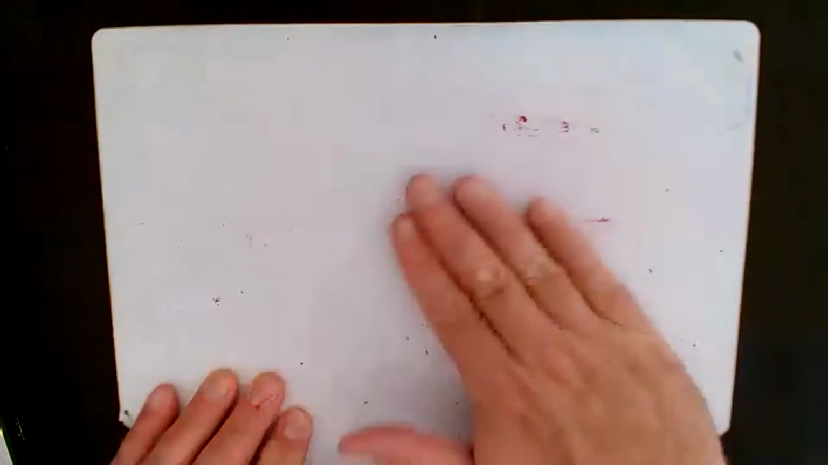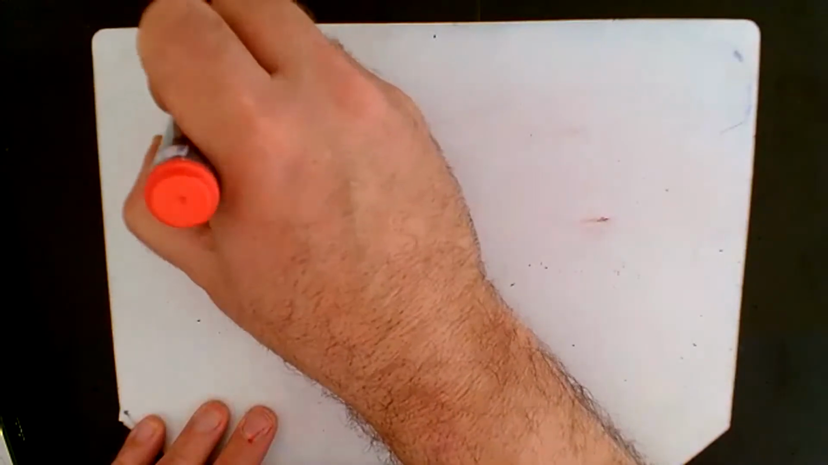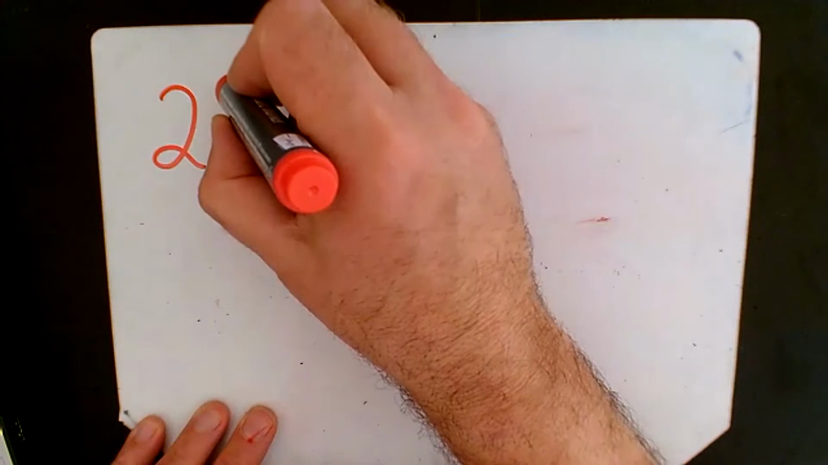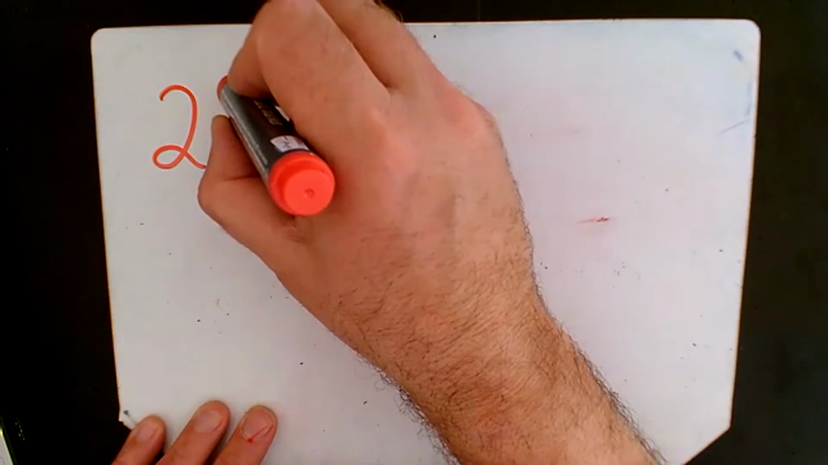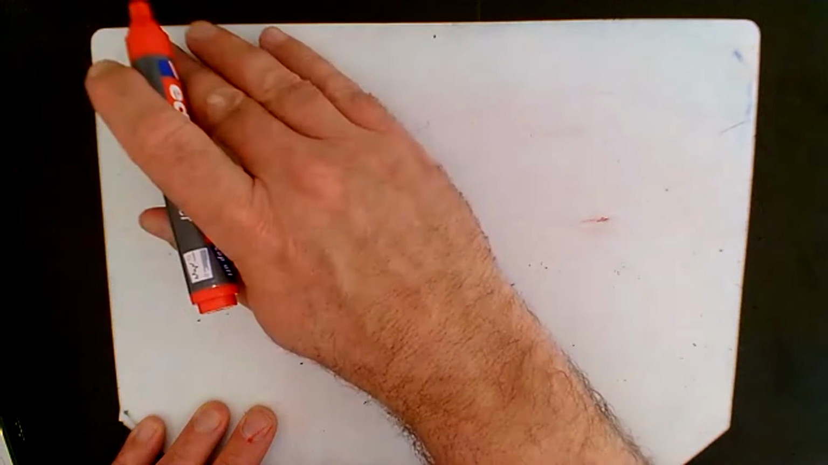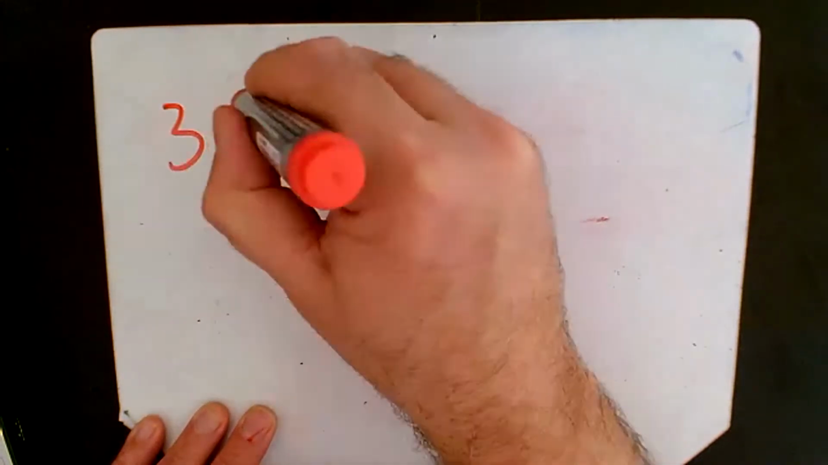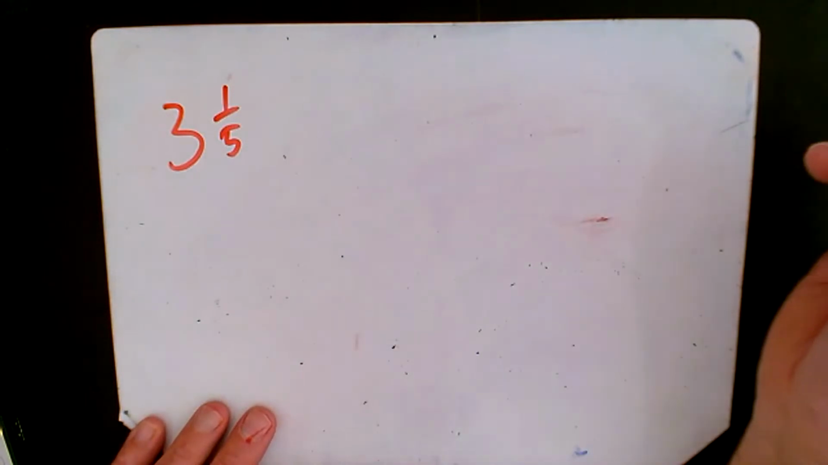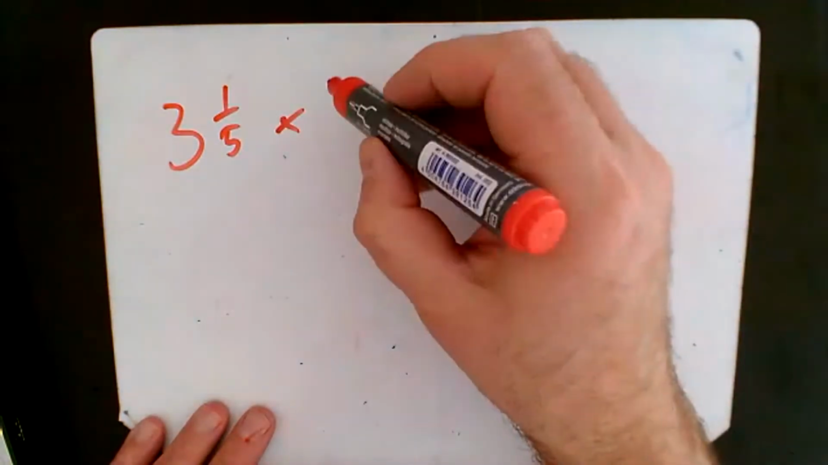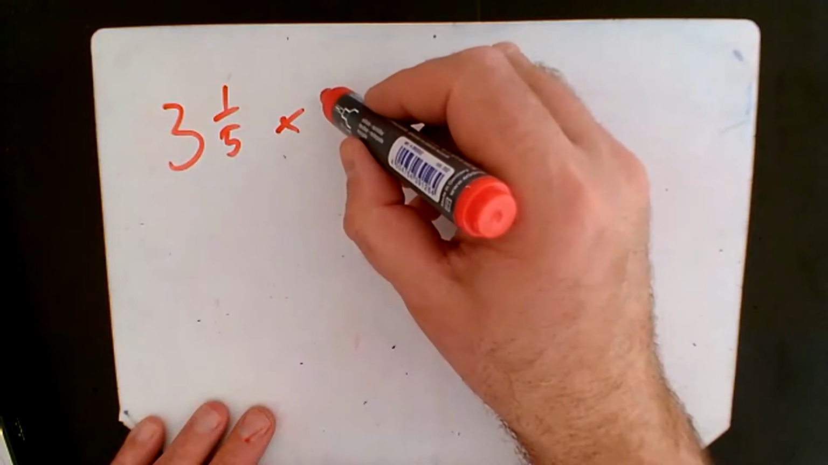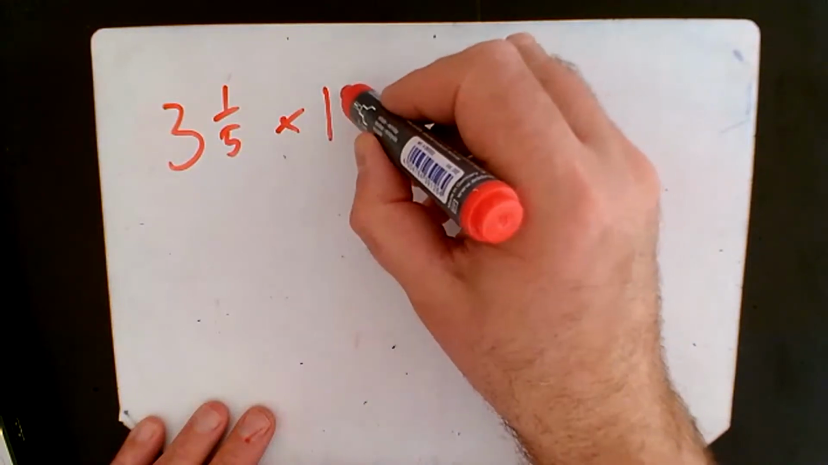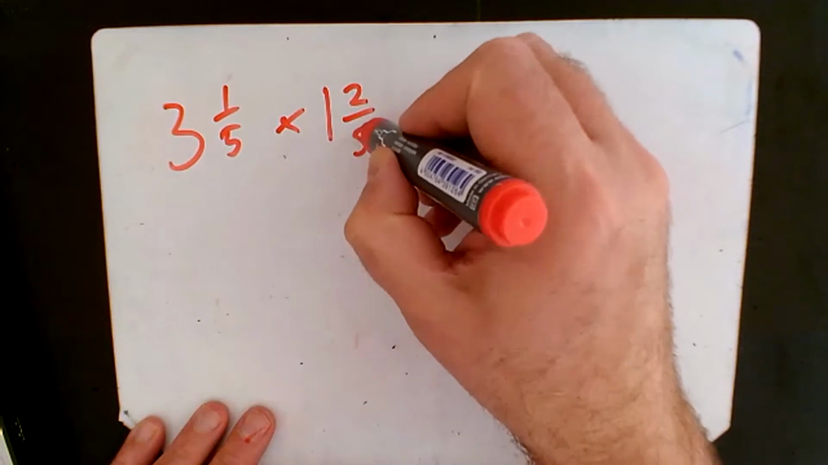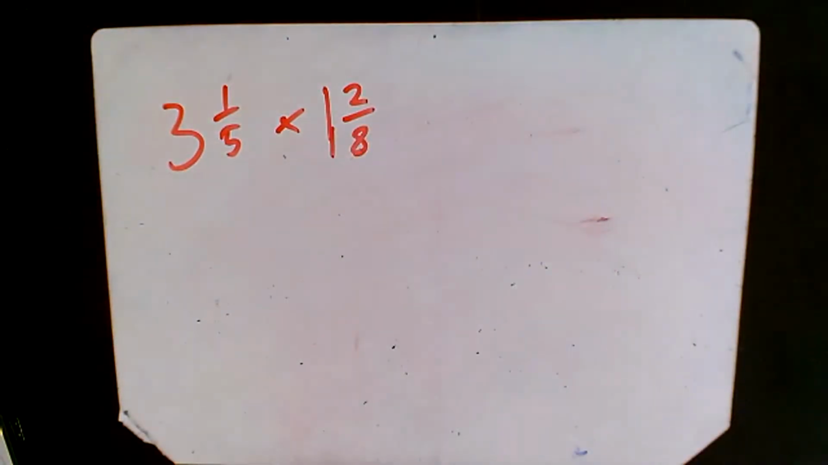Right, let's do one more and then you can have a go at these last ones. Let's go with one that hopefully does cross simplify. Let's go 3 and 1/5. I haven't done that one. Times 1 and 2/8.